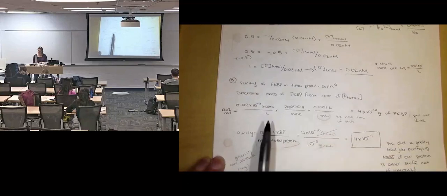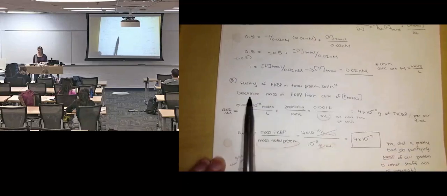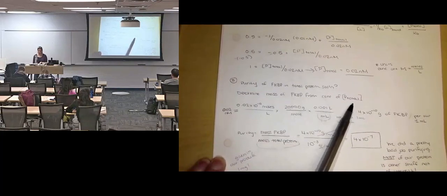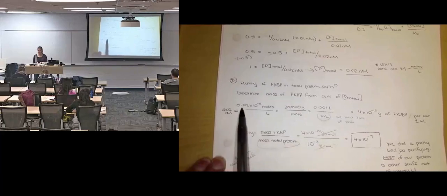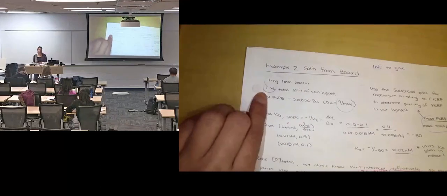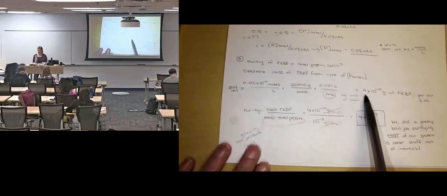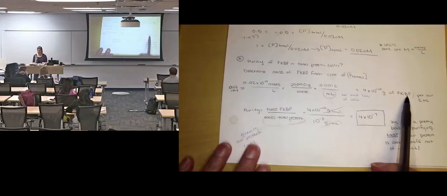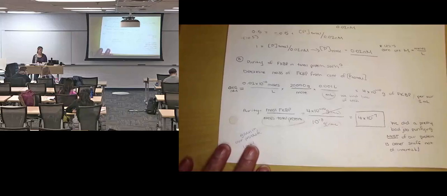Okay, so for calculating purity of the total protein solution, first I want to determine the mass of FKBP that I have from the concentration I just got for P total. So 0.02 nanomolar will be 0.02 times 10 to the negative 9th moles per liter times 20,000 grams per mole. This was the molecular weight for this protein. Times 0.001 liters per milliliter. The reason I did that was simply because I was told I have 1 mL of solution to start with. So we had 1 mL of solution. I have 4 times 10 to the negative 10th grams of FKBP protein in my 1 mL of solution.